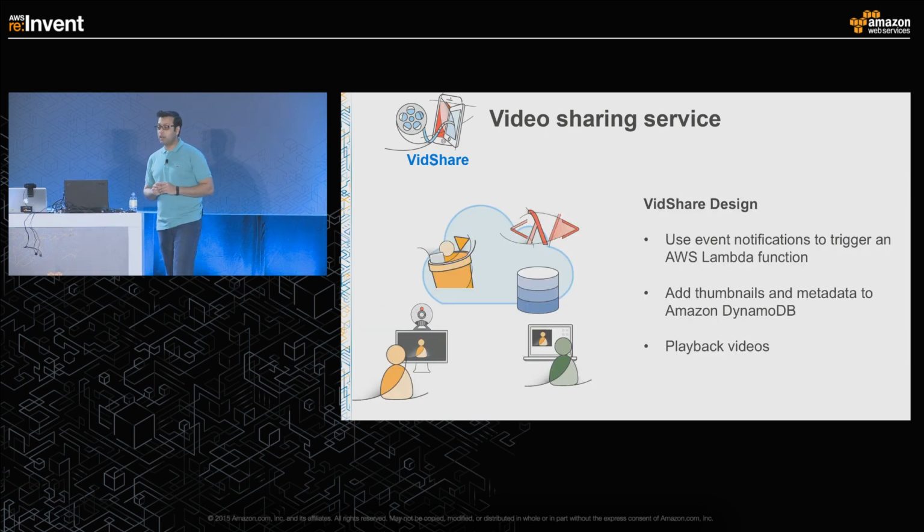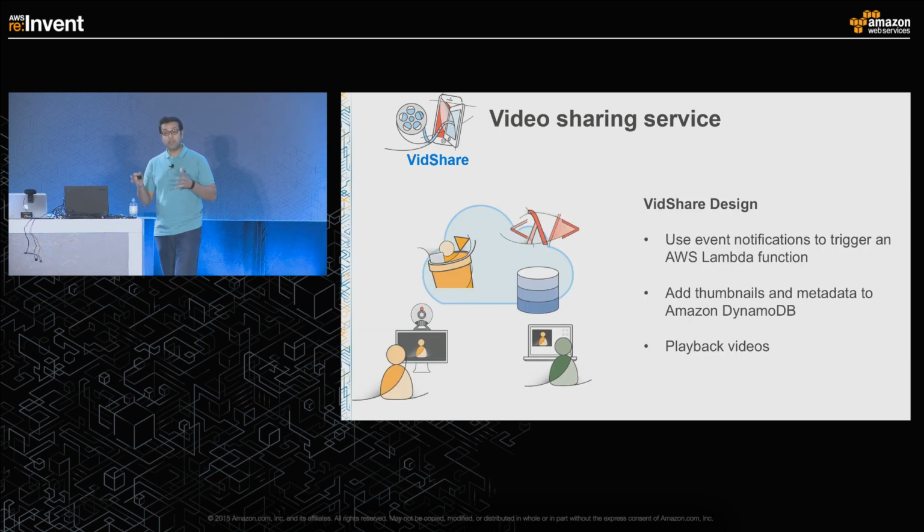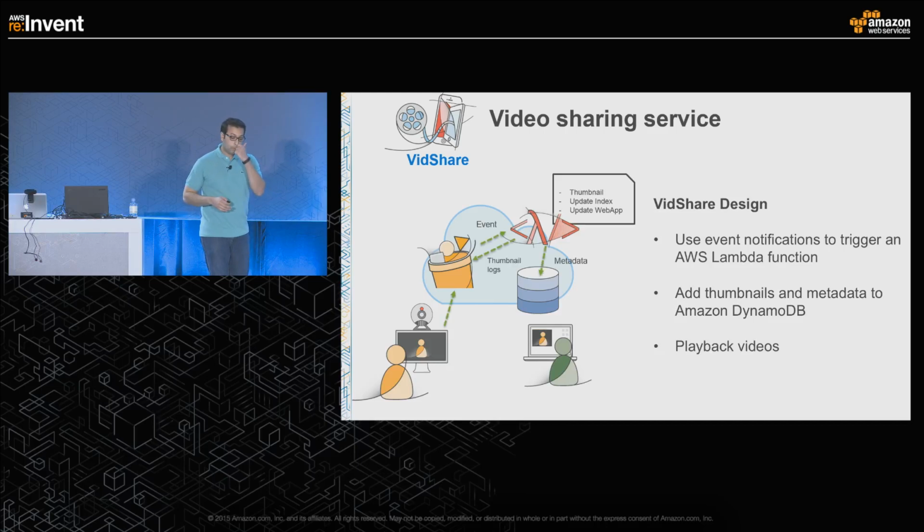So let's look at a bit more detail in terms of design and the experience that we want to provide our users. What we want to do is, when a user records and uploads a video, we want to put that in an S3 bucket, but we want to make this video discoverable. And what we want to do is create a thumbnail, and then our application needs to be able to associate a thumbnail with a specific video so you can play it back.